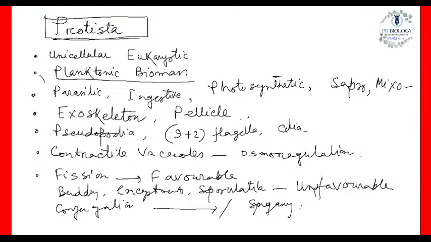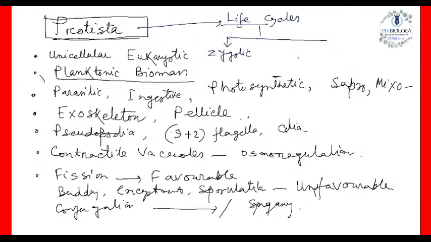Another important fact of Protista, very important: two types of life cycle. The life cycle of Protista is mainly of two types. One is zygotic meiosis and another is gametic meiosis.